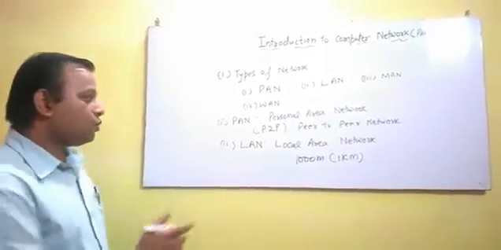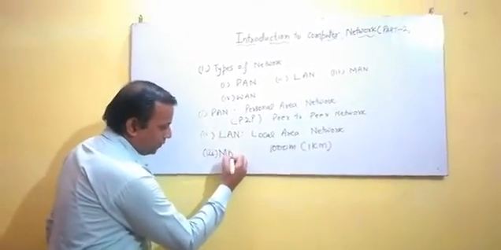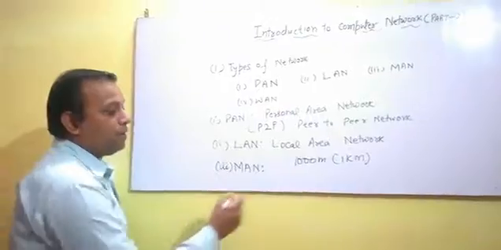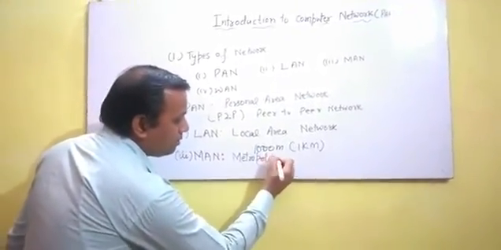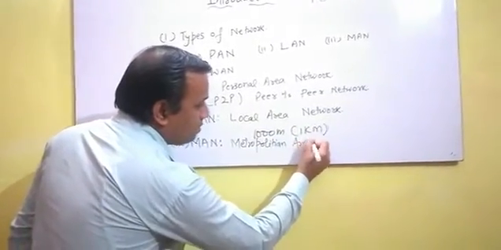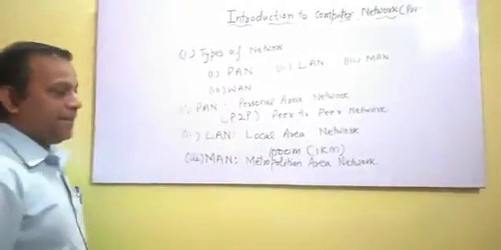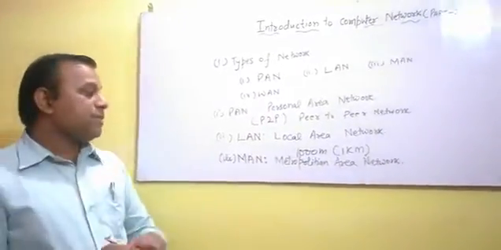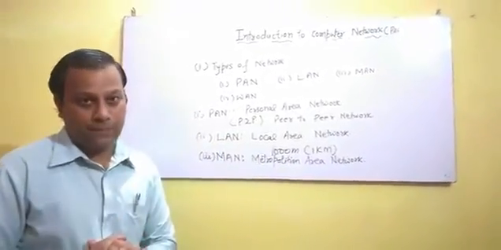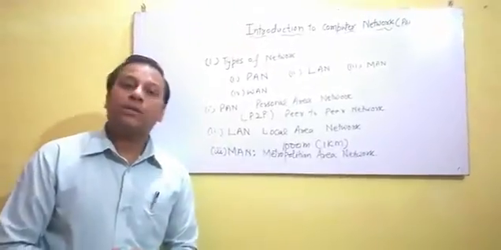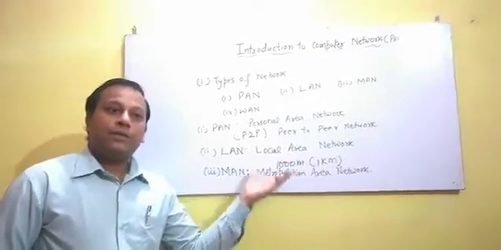Now, the next type of network is MAN. It stands for Metropolitan Area Network. Metropolitan Area Network. It means it is a network established within a city. It may span a few kilometers of radius.